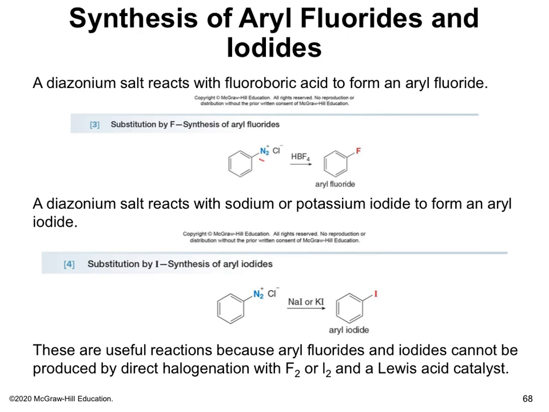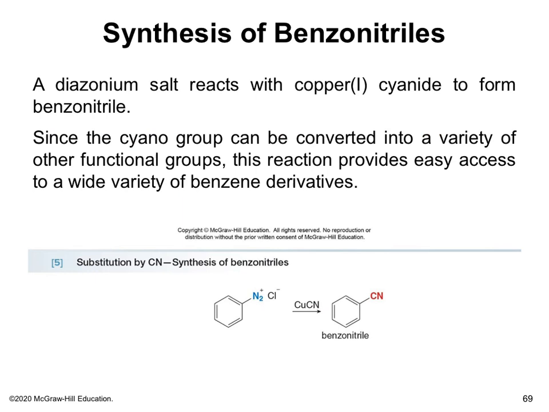HBF4 is going to replace this leaving group with a fluoride. Sodium iodide or potassium iodide will add the iodide. You don't even need Lewis acids. This is another Sandmeyer-type reaction, with copper cyanide. And so that replaces the nitrogen with a nitrile. So this is a way to convert your anilines into a lot of different functional groups.